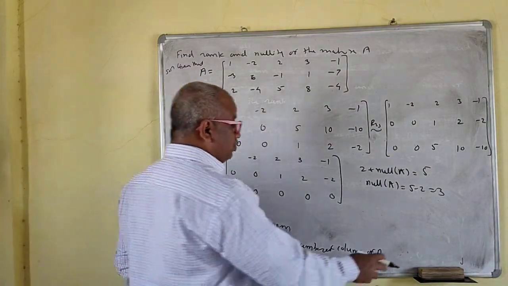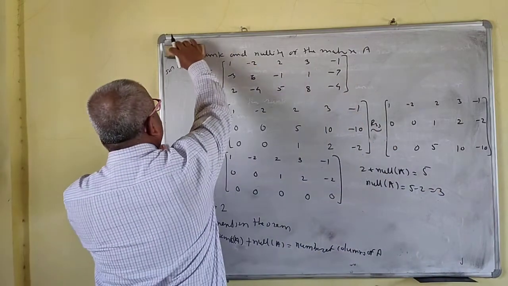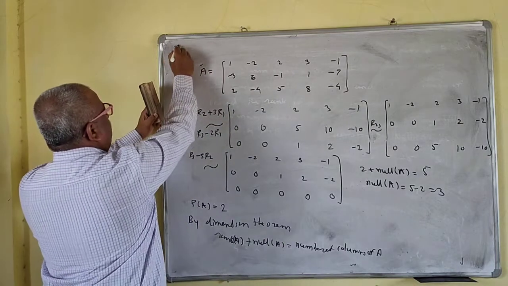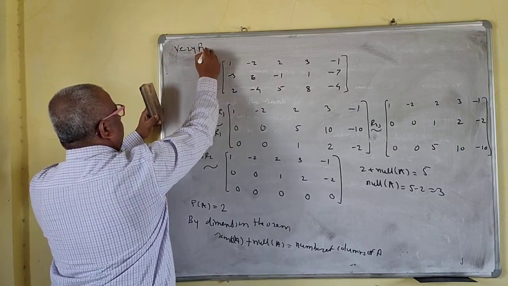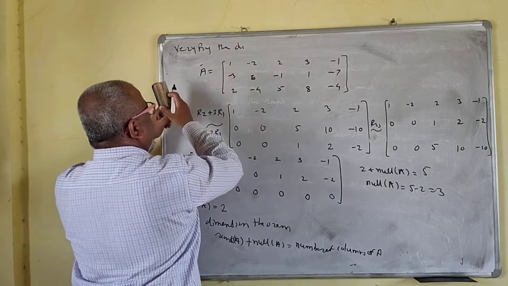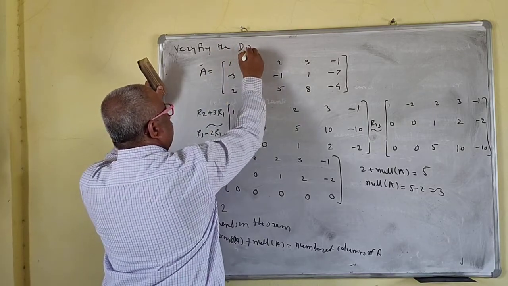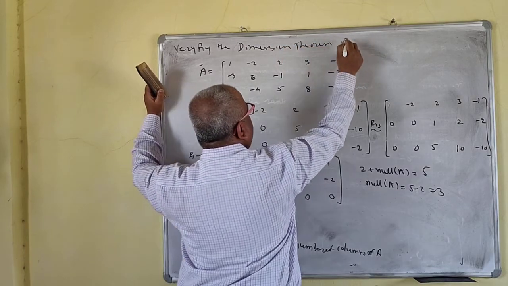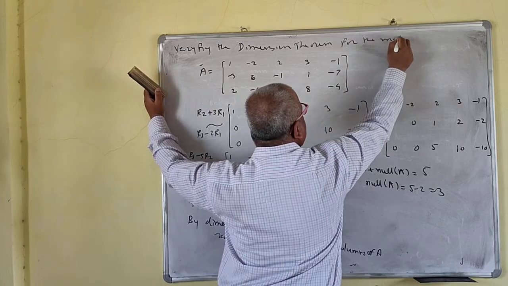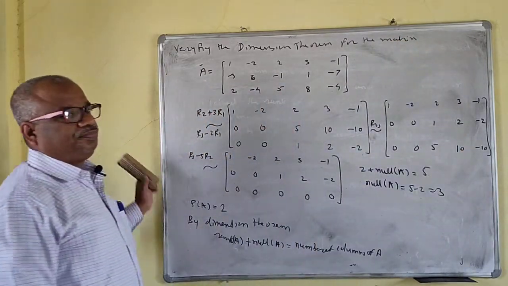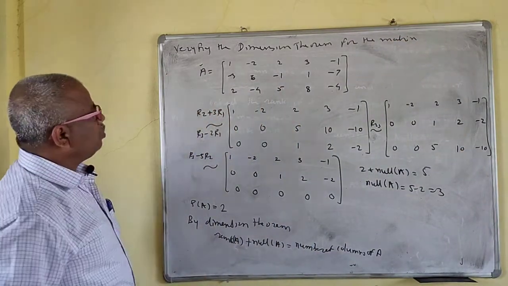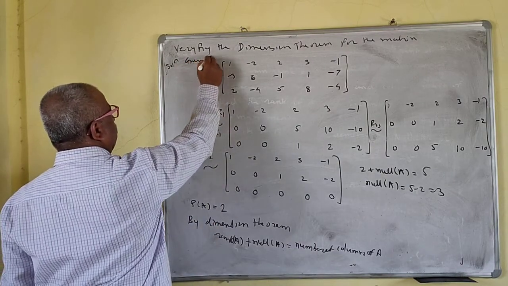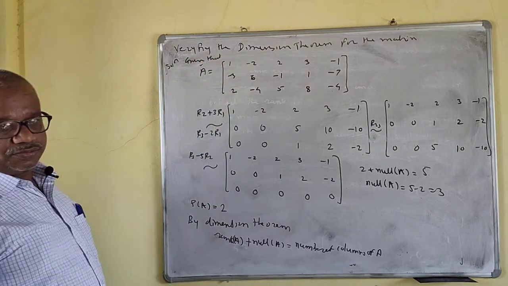Okay, so what we'll do? We'll do a theorem now. Verify the dimension theorem for the matrix A is equal to this. Okay, so we'll do this. Okay, solution: given that A is equal to this.